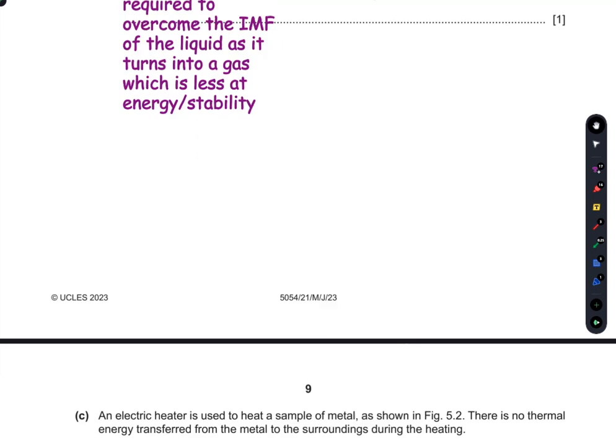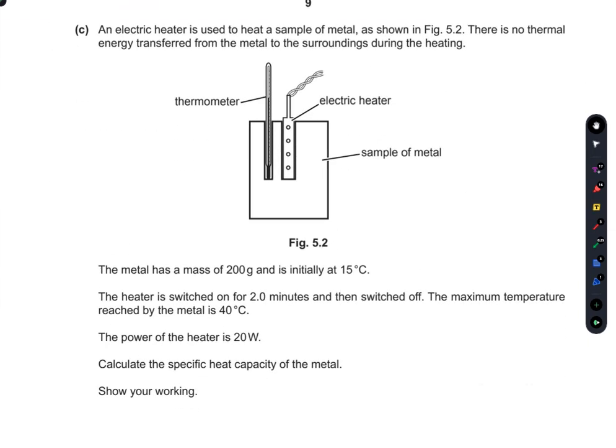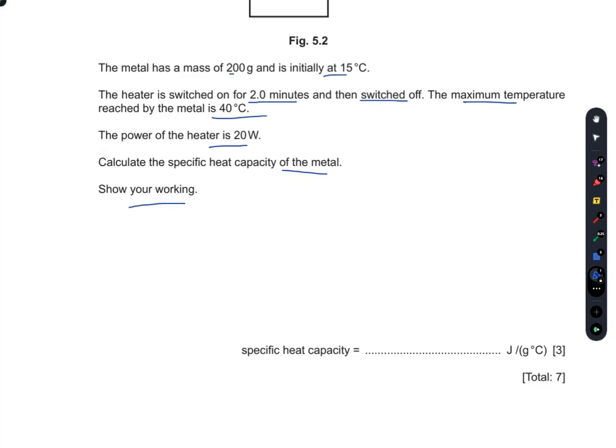So that's your answer. Part C: an electric heater is used to heat a sample of metal as shown in figure 5.2. There is no thermal energy transfer from the metal to the surroundings during the heating. The metal has a mass of 200 g and is initially at 15 degrees C. The heater is switched on for 2 minutes and then switched off. The maximum temperature is 40 degrees C. The power of the heater is 20 watts. Calculate the specific heat capacity of the metal. Show your working. So you have to do complete steps here.